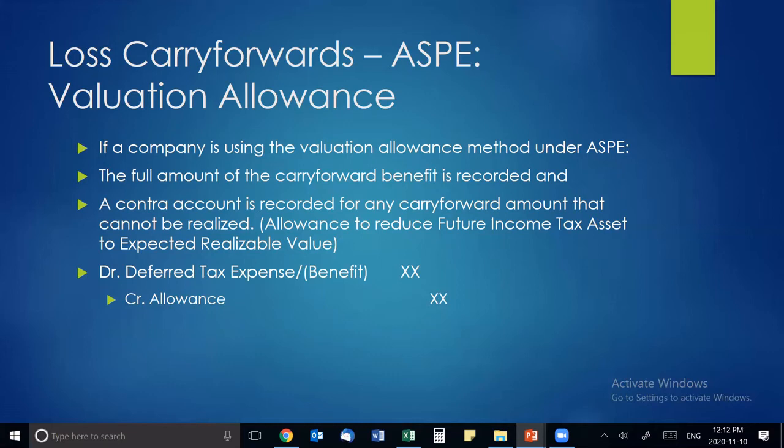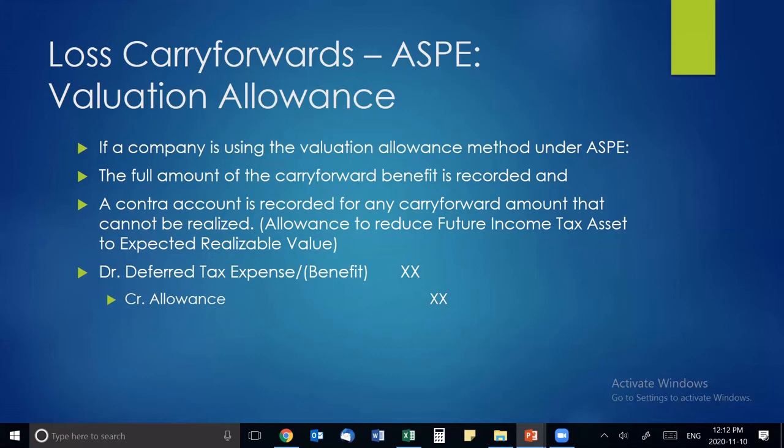So like I was saying before, when you have to carry forward a loss, you would only do the journal entry if it's likely or probable that we can realize that loss in the future. Sometimes only a percentage can be realizable. So if they had the $400,000 loss and thought, we only think that $200,000 of this can be realized in the future, we would only record a journal entry for $200,000. But under the valuation allowance method for ASPE, we're going to record the full amount of the carry forward benefit. It doesn't matter whether it's likely or not, we're going to record the full amount.